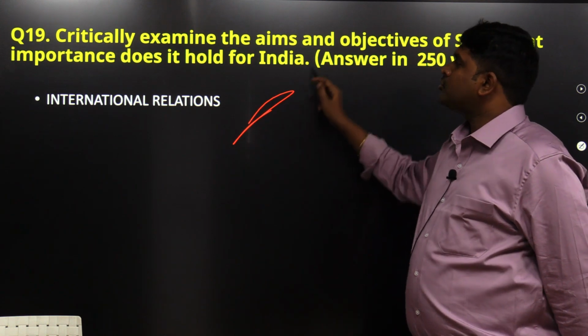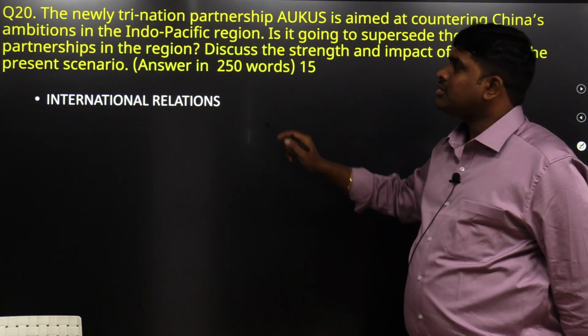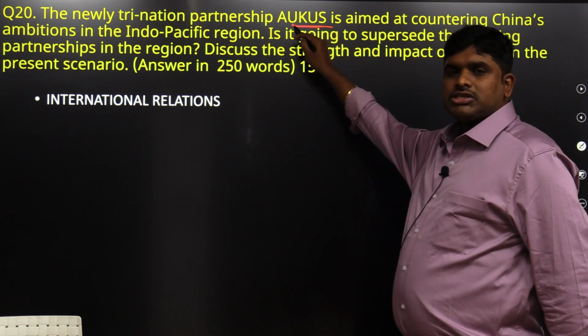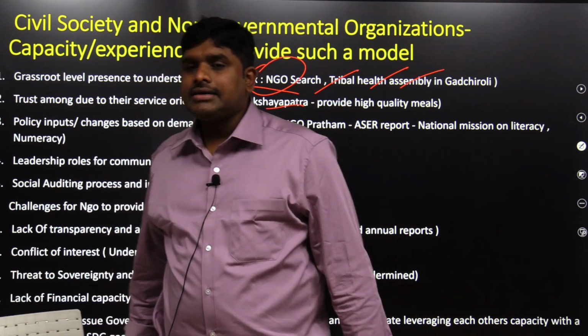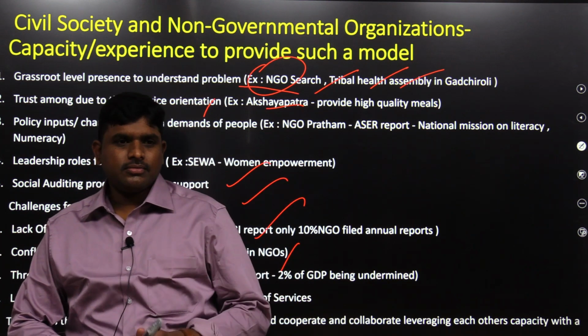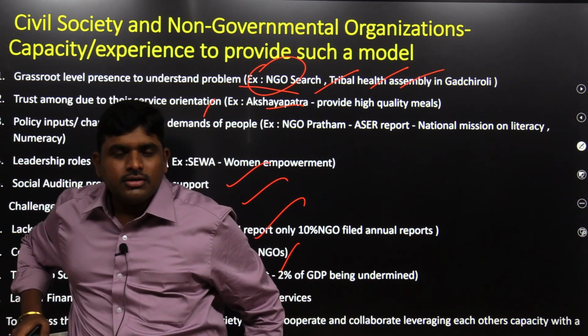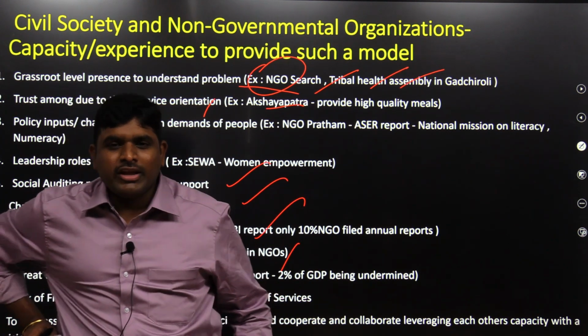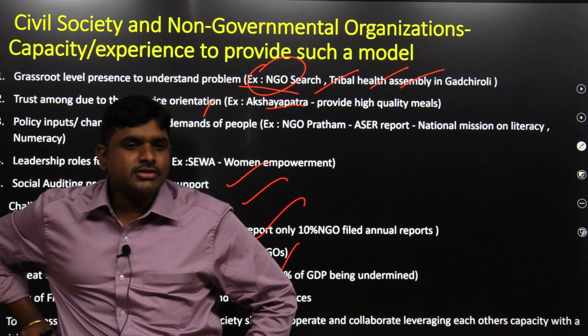This is an international relations question on SCO, Shanghai Cooperation Organization, and AUKUS, Australia, UK and US. So what are the lessons learned? So what do you want to tell, sir, from this? Finally, now you got up from sleep. So finally what do you want to tell? What is the final conclusion?